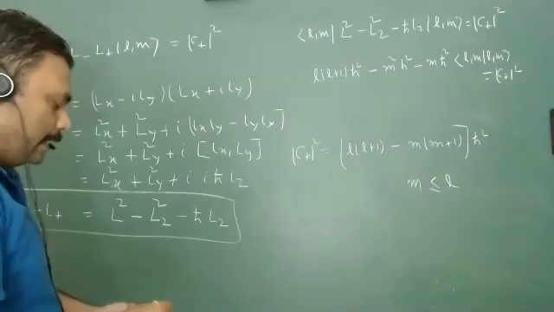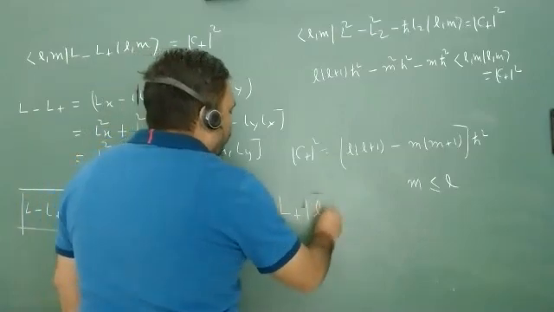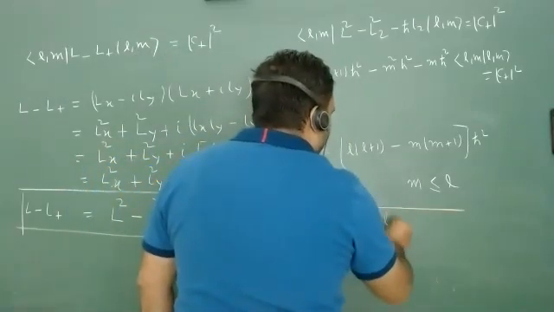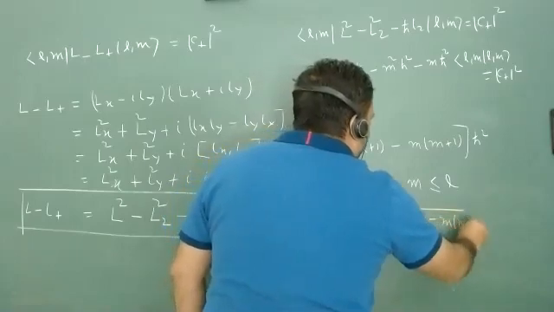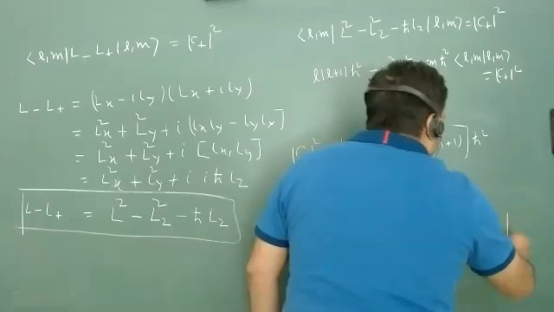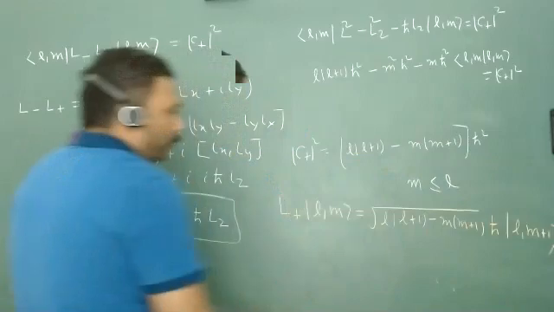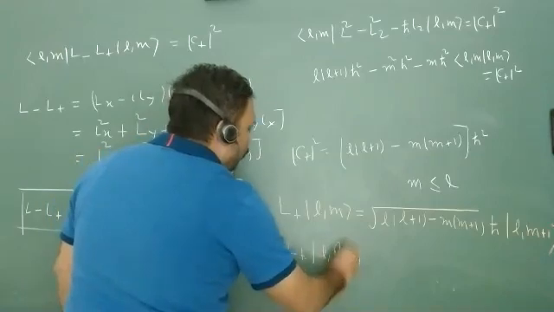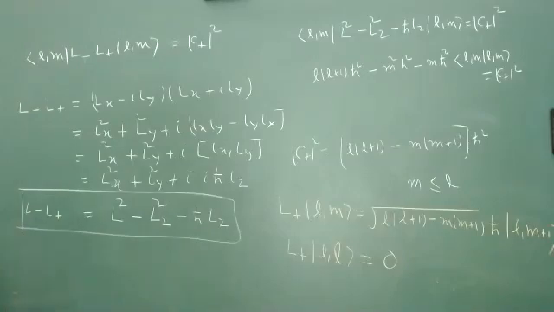And finally, I have a wonderful expression. What will be that? L+|lm⟩ is equivalent to √[l(l+1) − m(m+1)] ħ |l, m+1⟩. And here, if m is equal to l, then this value is 0. So you have this wonderful story. If you have any doubt, you can just ask me.